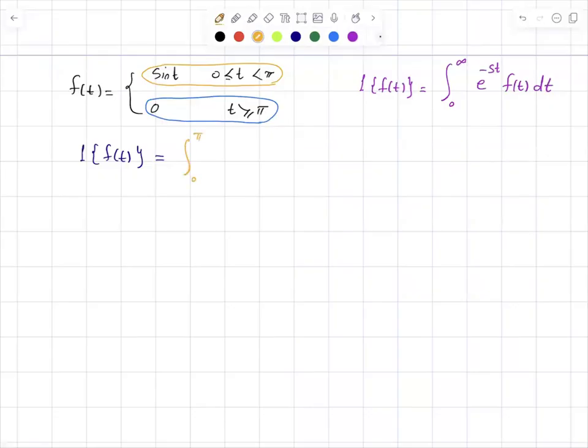0 to pi of sine t e to the power negative st dt. What's the second integral? Pi to positive infinity of 0 times e to the power negative st dt. So basically the second integral just disappears. This is just 0, so we don't have to worry about this.